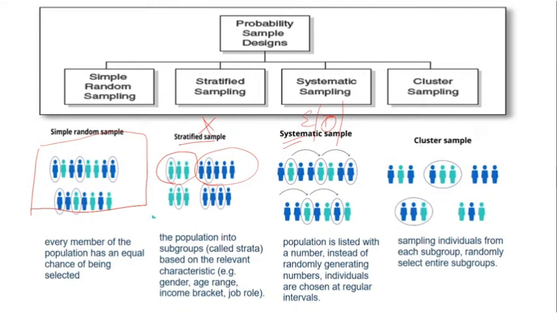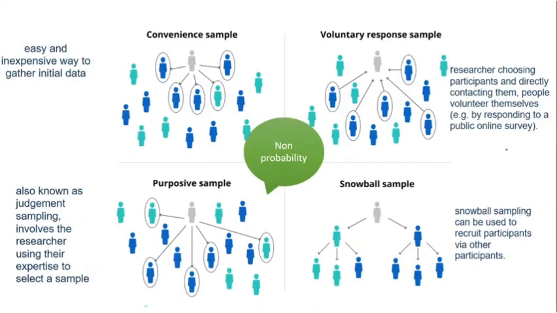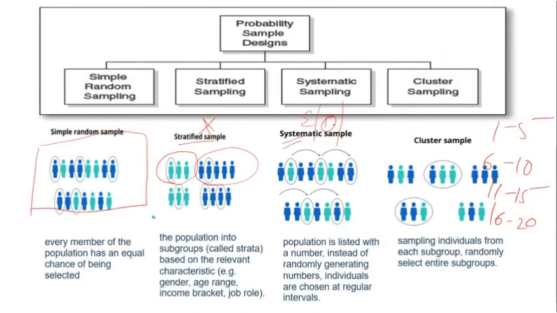For example, suppose I have made subgroups by age group: 1 to 5, then 6 to 10, then 11 to 15, and then 16 to 20. If I pick up the entire age group of 6 to 10, I will call it a cluster. But suppose from 1 to 5 I have picked 1, from 6 to 10 I have picked 1, from 11 to 15 I have picked 1.